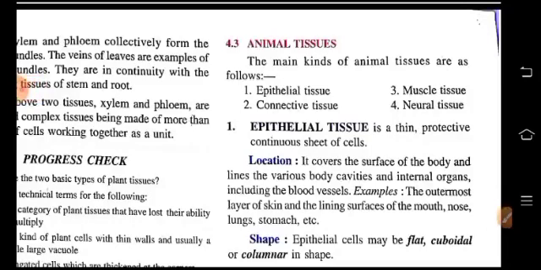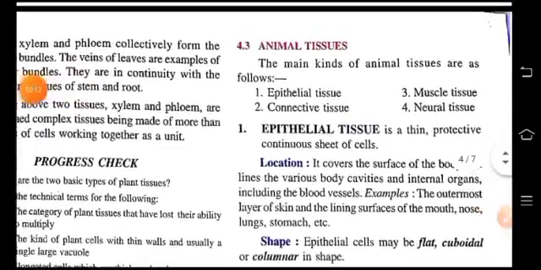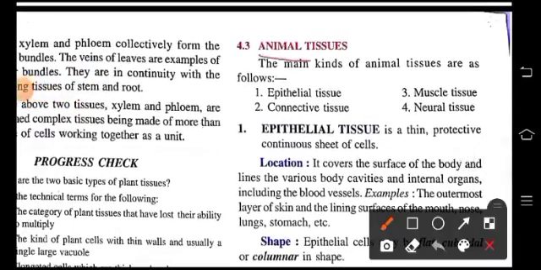So today we'll continue the chapter on tissues, and today's subtopic is animal tissues. Basically, there are four types of animal tissues: epithelial tissue, connective tissue, muscle tissue, and neural tissue.